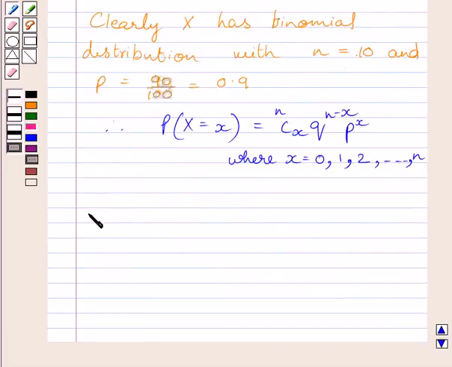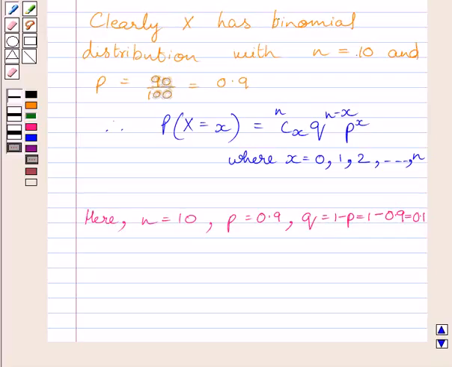Now here in the given question, we have n is equal to 10, p is equal to 0.9, q is equal to 1 minus p, that is 1 minus 0.9, which is further equal to 0.1. Here q represents the failure, that is the person selected is not a right-handed person.